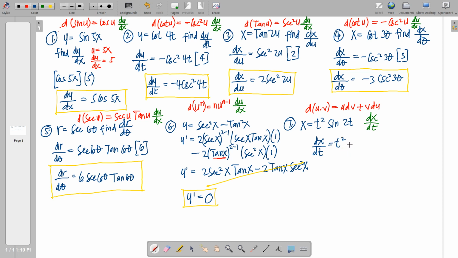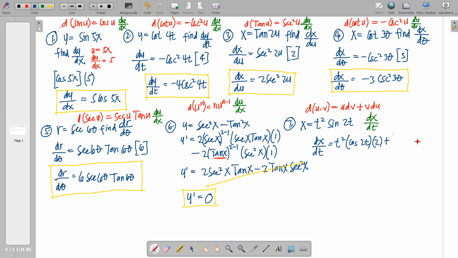Okay, copy the first term. Derive the second term. What is the derivative of sine? It is cosine 2 theta. So, don't forget the du over dx or the chain rule. Just we derive this 2t here with respect to t, that will just be equal to 2. So, that is u dv.